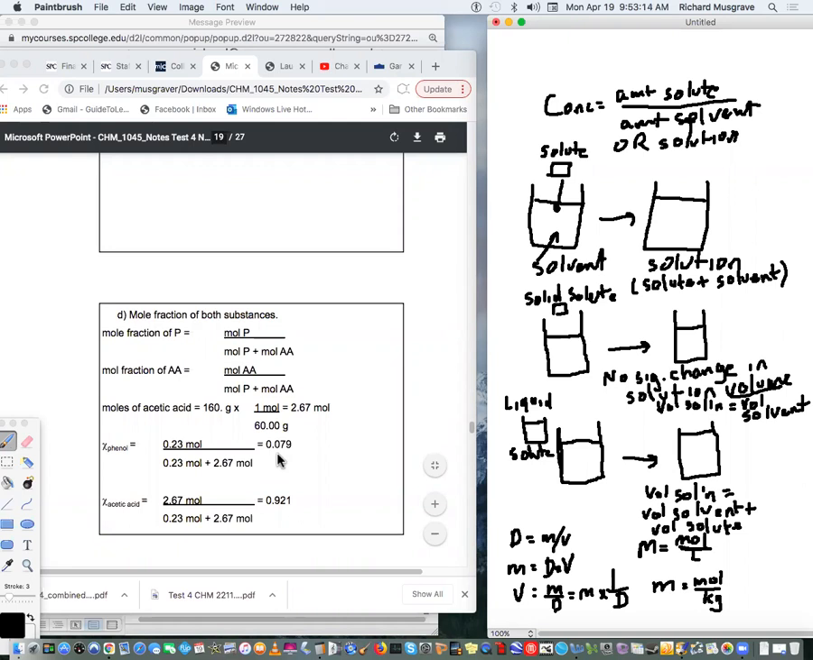We're mostly interested, though, to be honest, in the mole fraction of the phenol. That's the solute, and most of the time that's what we're going to be engaging in here. Does anybody have any questions about mole fraction? All right.